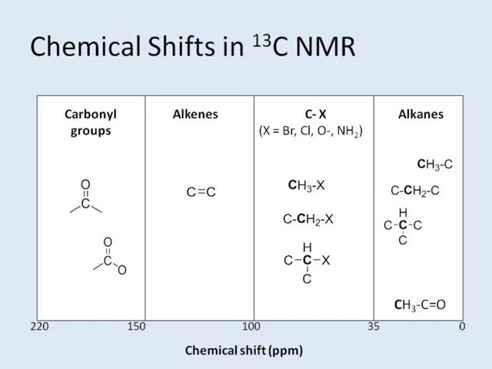Carbon groups attached by a single bond to atoms such as chlorine, bromine, oxygen or nitrogen are found in the region between 35 and 100 parts per million. The carbon atoms of an alkene group appear between 100 and 150 parts per million, while those in carbonyl groups occur closer to 200 parts per million.